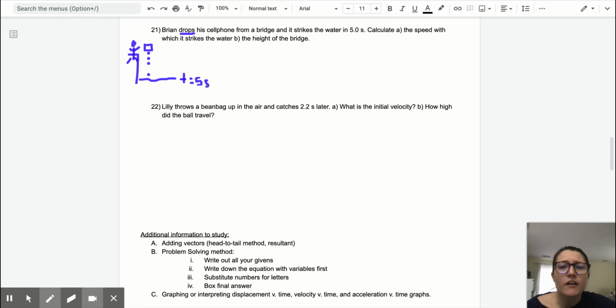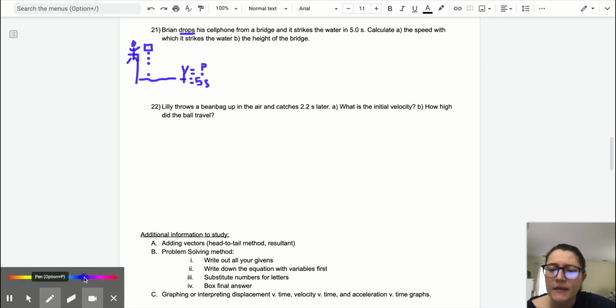We need to calculate the speed at which it strikes the water. So we want to figure out how fast it's moving when it hits the water. And also, in part B, we want to figure out the height of the bridge, delta y. So how high did he drop it from? I think an iPhone, you can drop it from a meter. I guess it depends on how smart or new your phone is, but we want to figure out what this height is.